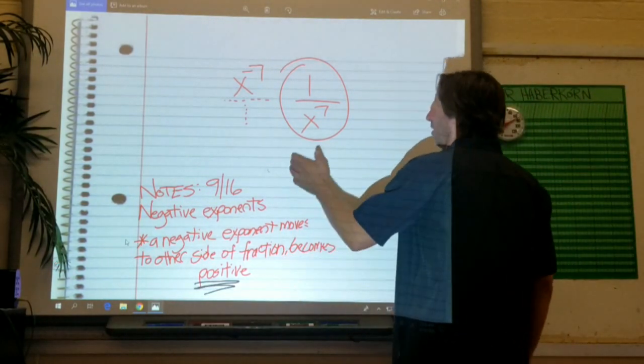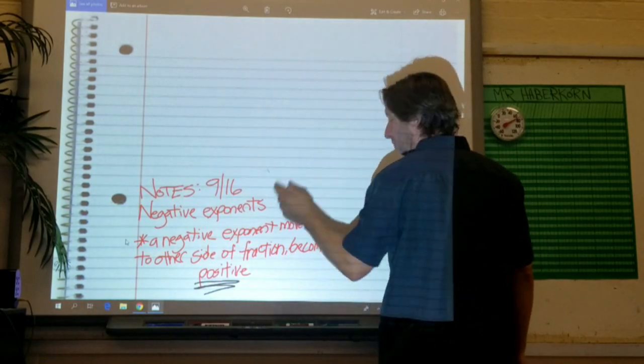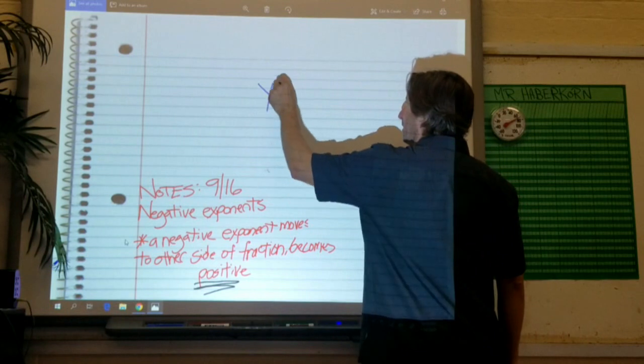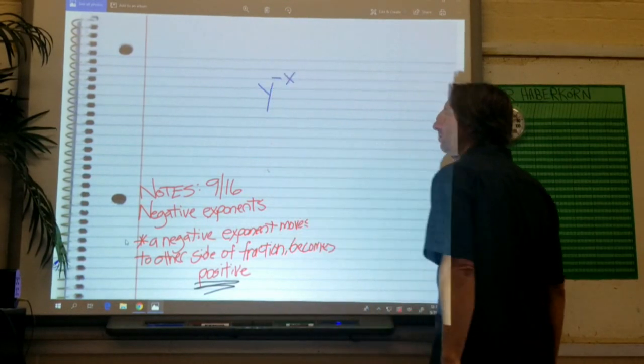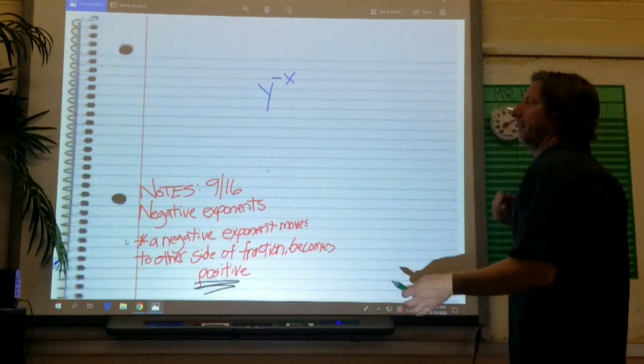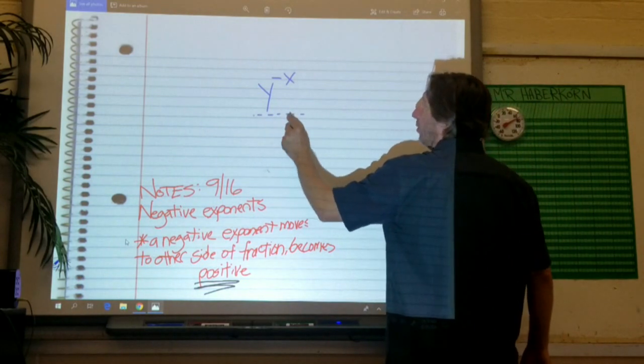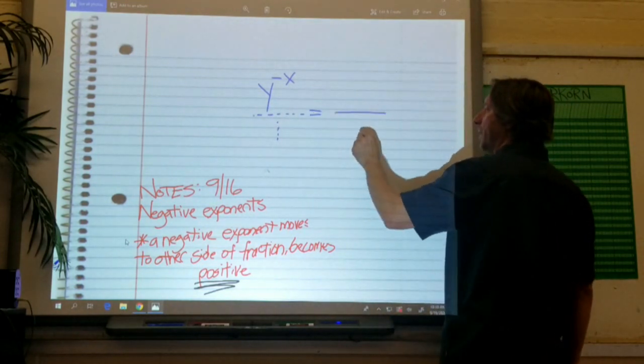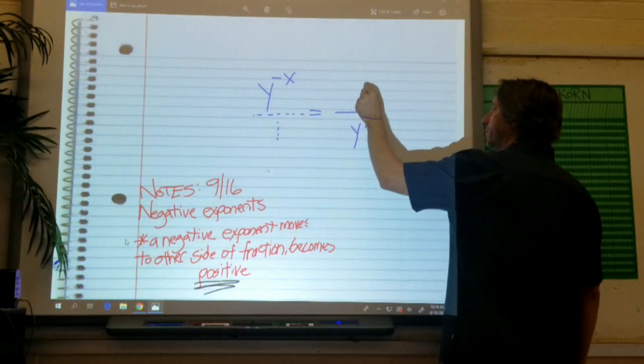Let's look at another one. We could even do this if they're both variables. Y to the negative x. Same thing. Put a line under it with a 1. Move it to the bottom, make it positive, put a 1 on top.